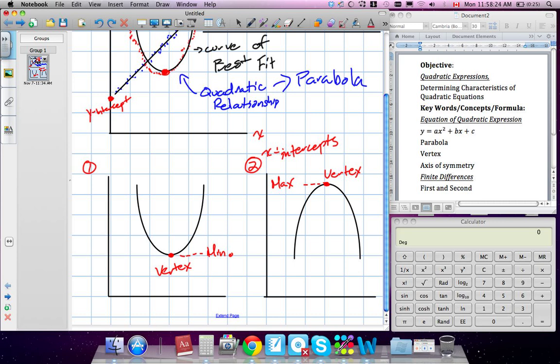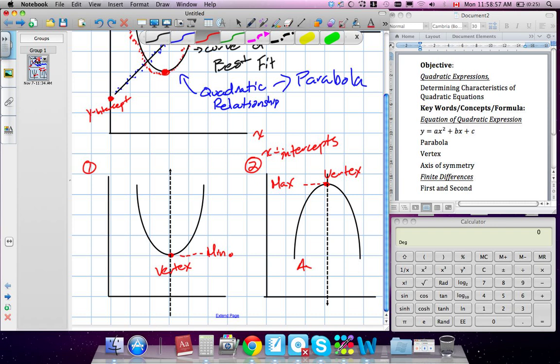Now, with that, the vertex is also at a point called the axis of symmetry. The axis of symmetry is a line that goes directly through the middle of the parabola. So it goes through the vertex. And what it is, if I were to flip this from left to right along this axis of symmetry, it would still be the exact same shape. Okay? Every parabola will have an axis of symmetry, which goes directly through the middle of the shape. Okay? So this is called the axis of symmetry.